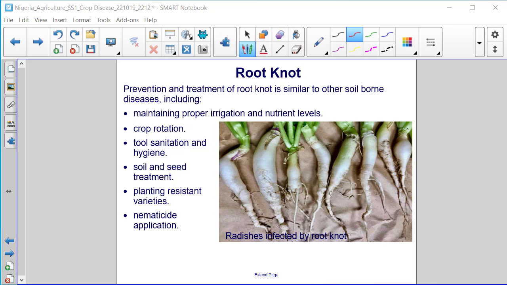Prevention and treatment of root knot is similar to other soil-borne diseases, including maintaining proper irrigation and nutrient levels, crop rotation, tool sanitation and hygiene, soil and seed treatment, planting resistant varieties, and nematicide application.